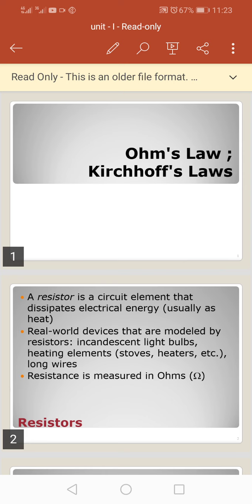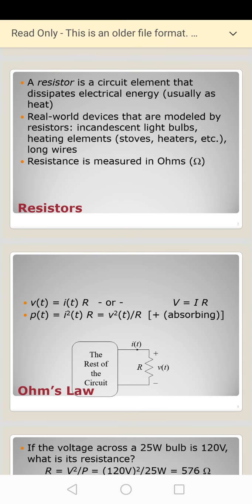Ohm's law, Kirchhoff's law. A resistor is a circuit element that dissipates electrical energy, usually as heat. Real world devices that are modeled by a resistor: incandescent light bulbs, heating elements, stoves, heaters, long wires. Resistance is measured in ohms.